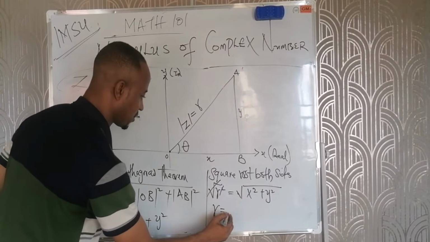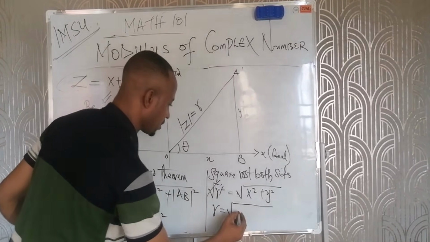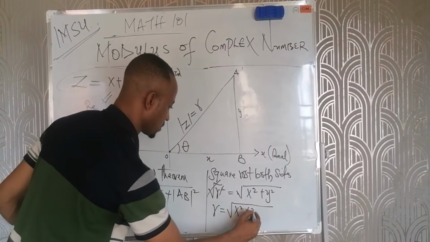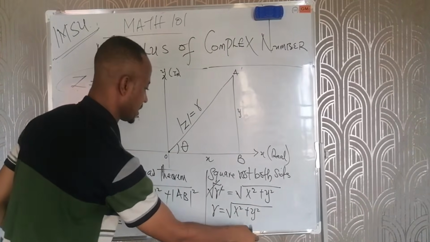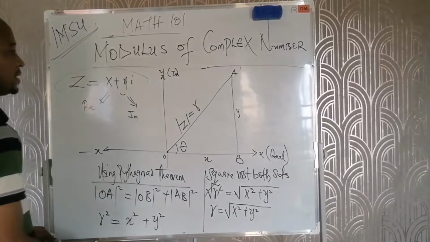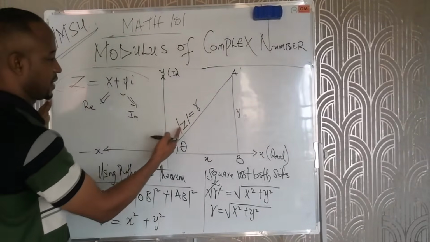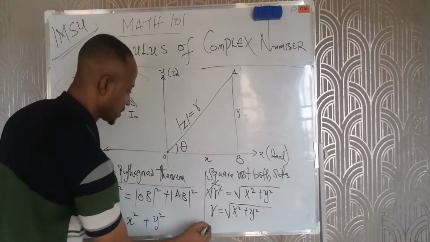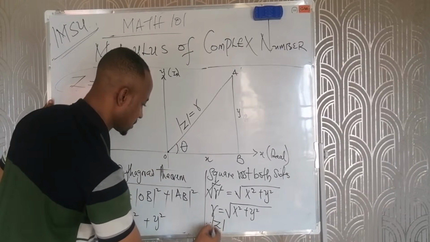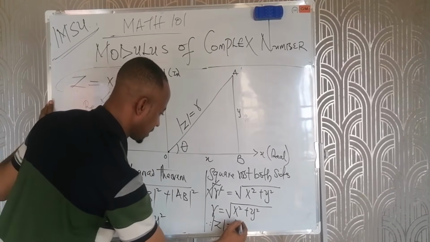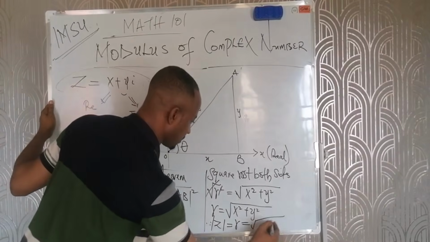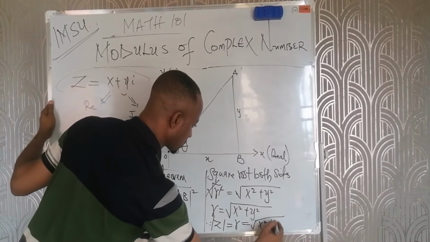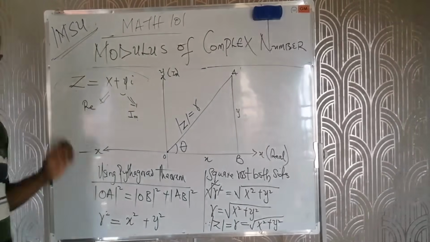Then my value of r becomes equal to the square root of x squared plus y squared. But we say that the value of r equals the modulus of z. So this also means that the modulus of z is equal to r, which is equal to the square root of x squared plus y squared.